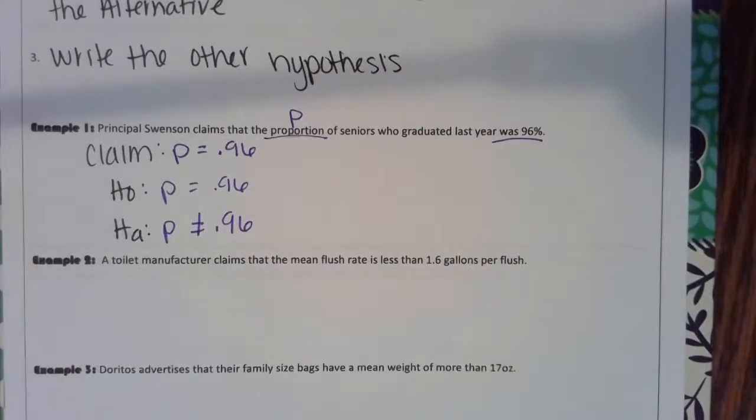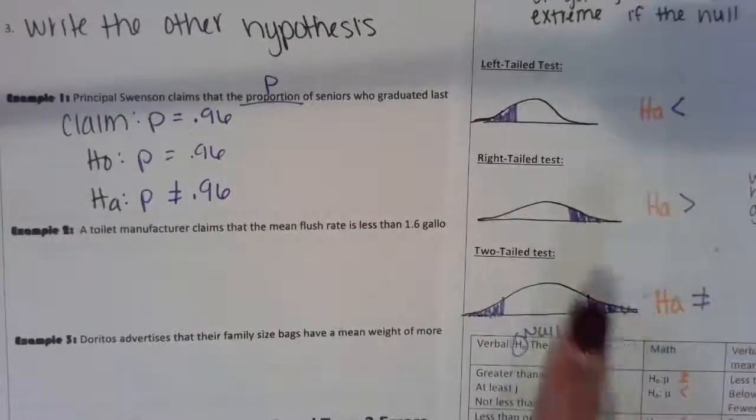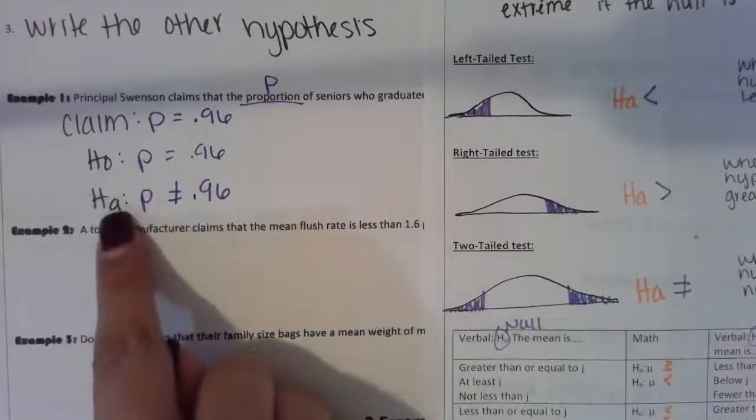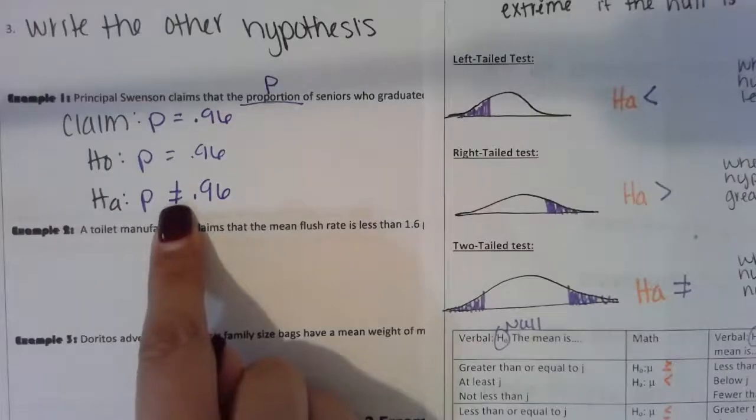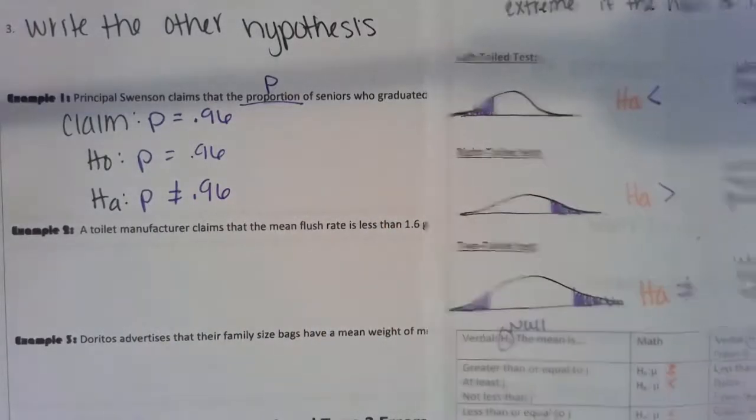And then from here, you need to decide what kind of a tail this is. So going back to this piece of the sheet before this, you can see that we need to look at HA. Our HA is not equal to. If we have inequality, then we are a two-tailed test.